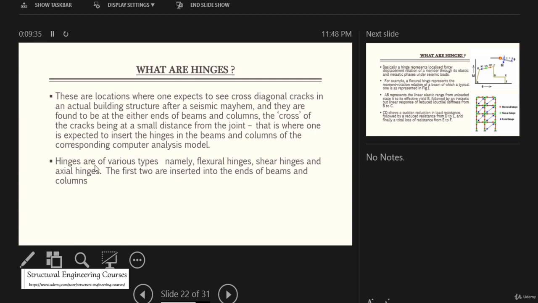And hinges can be of various types also. This is also a very important point, that the design guidelines classify the hinges into various options, that is flexural hinges, shear hinges or axial hinges. ETABS does offer us the option to model flexural, shear or axial hinges separately, but STAAD does not offer this option.